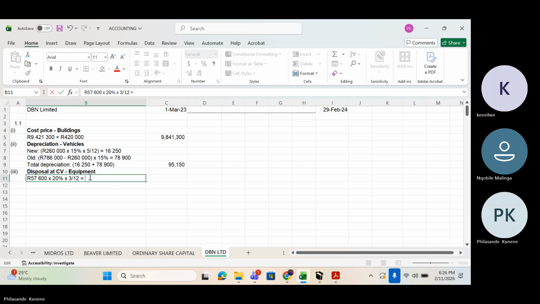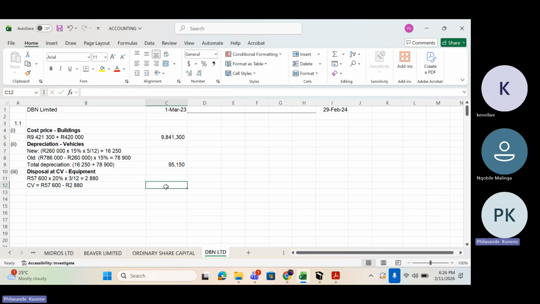2,880. Thank you for that. And then now, in terms of the carrying value, how am I going to calculate it? I need to take this 57,600, and then I subtract the depreciation, which is 2,880. Then how much would be the carrying value? 54,720. Thank you for that.